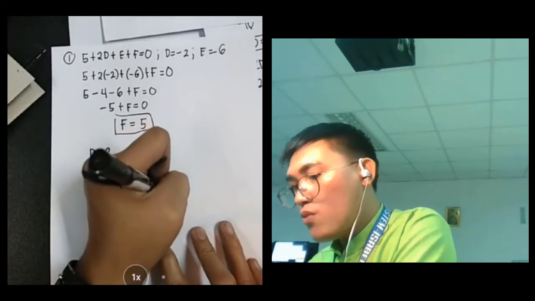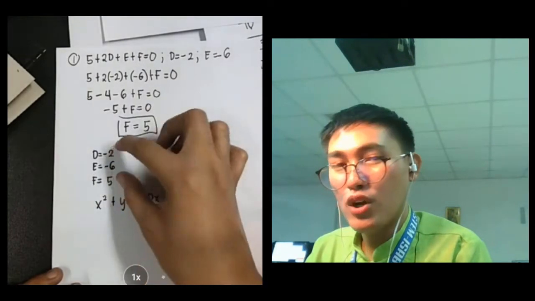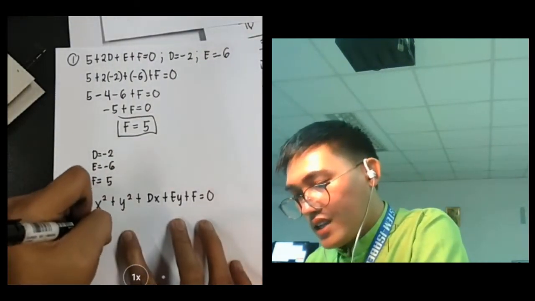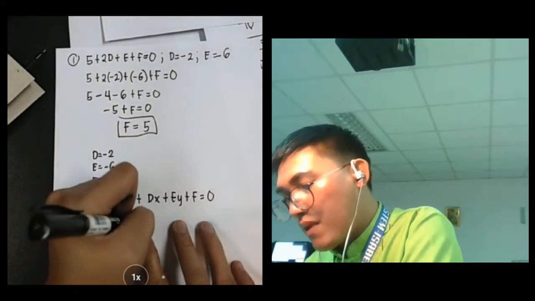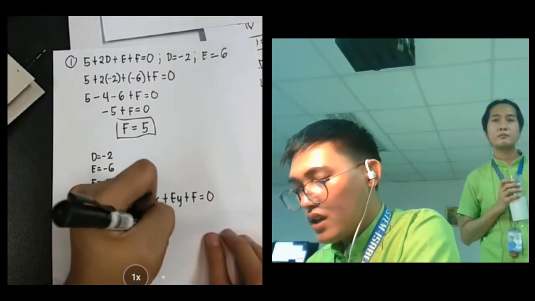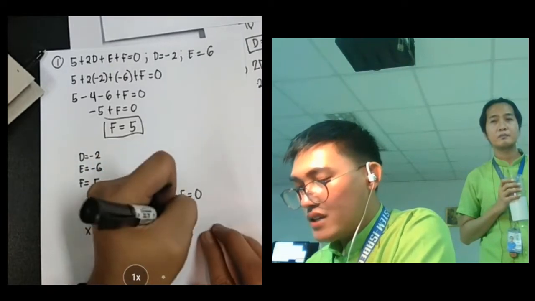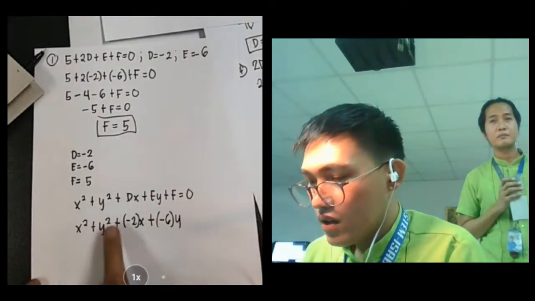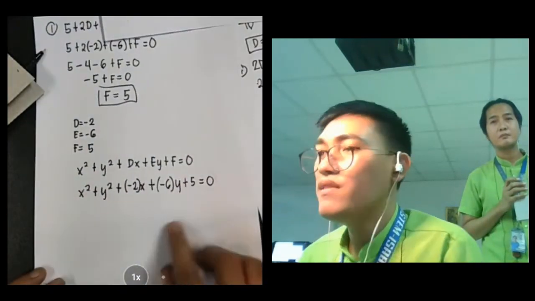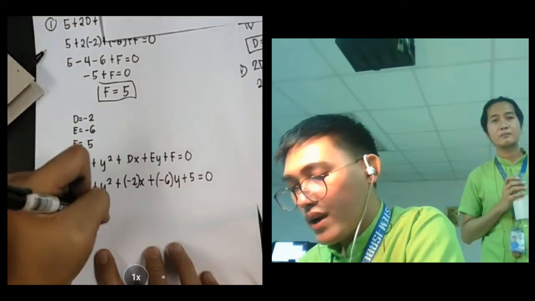X squared plus y squared plus, what is d? -2 x plus, what is e? -6 times y. Then f is +5 equals 0. Alright, as easy as that. Then we get x squared plus y squared minus 2x minus 6y plus 5 is equal to 0. This is now our general equation of the circle.